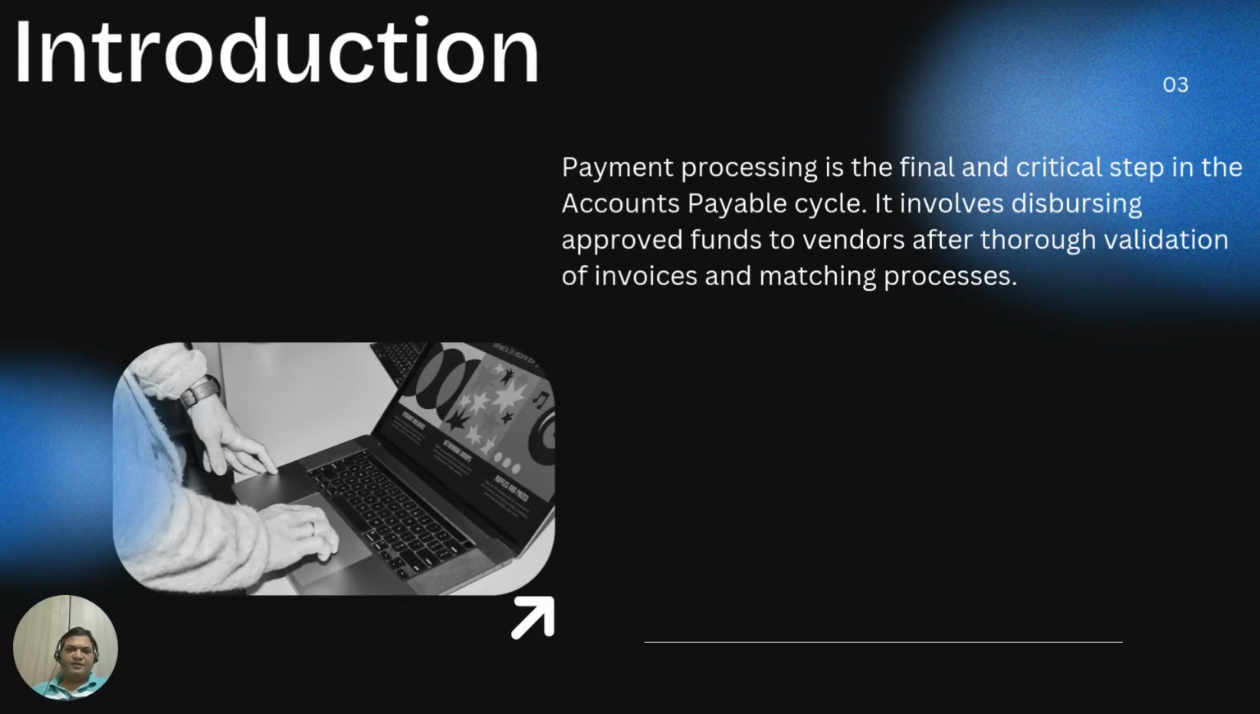Payment processing is a final and critical step in the AP cycle. It involves disbursement of approved funds to vendors after thorough validation of invoice and matching processes, which means this is the final step of the AP process where the processed invoice is pulled up for payment and the final payment is executed to the vendor or the receiver.